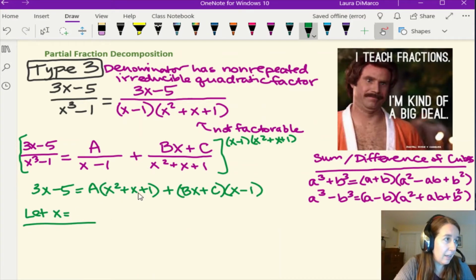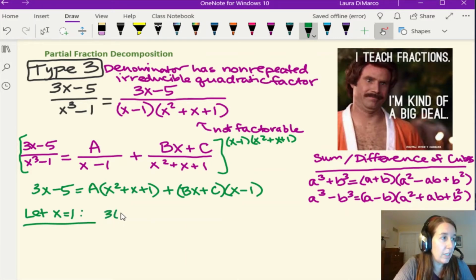So let's start by, let's see. I think the easiest thing to make x equal would be 1. Because see, then bx plus c is multiplied by 0. So that's great because that whole thing will be gone and I bet I can find a. So let's let x equal 1. I think that's the smart place to start.